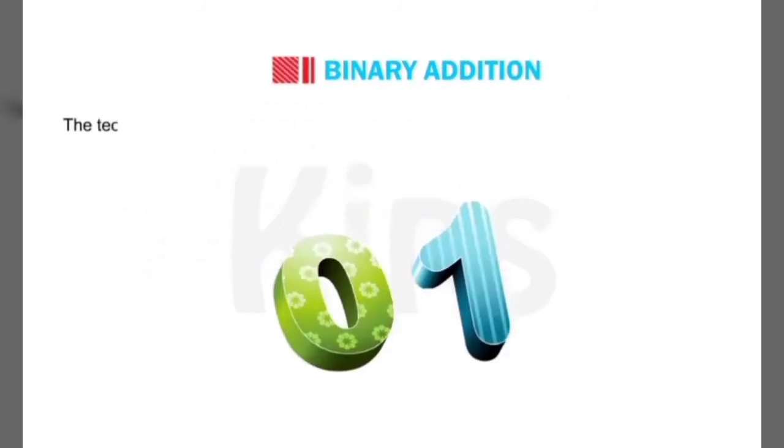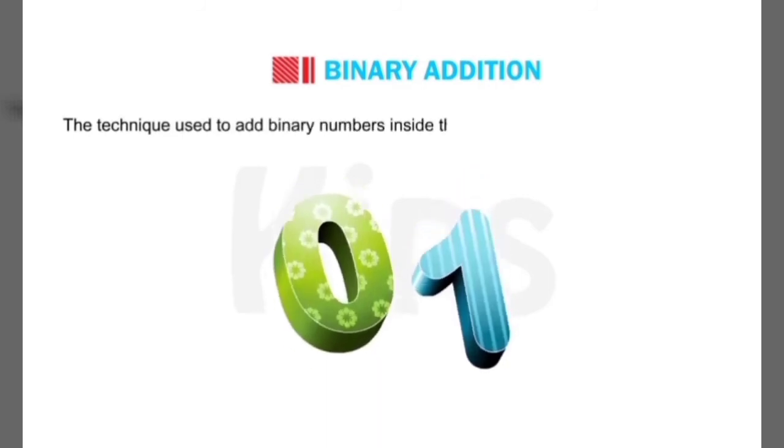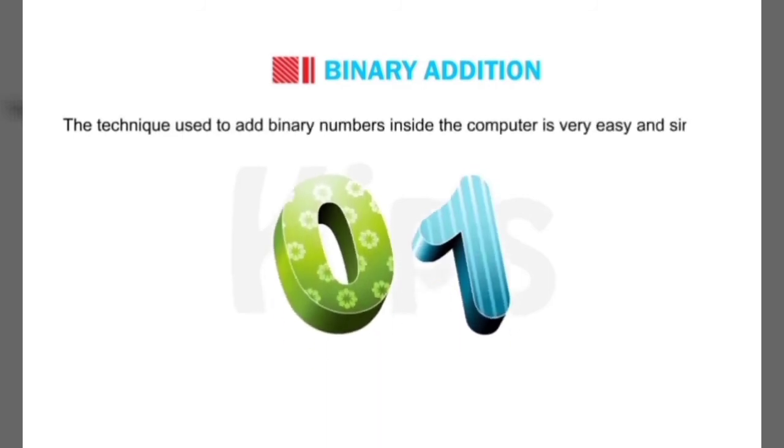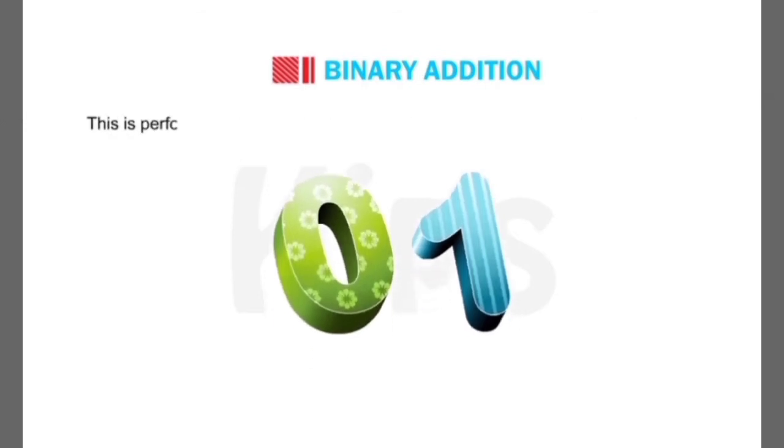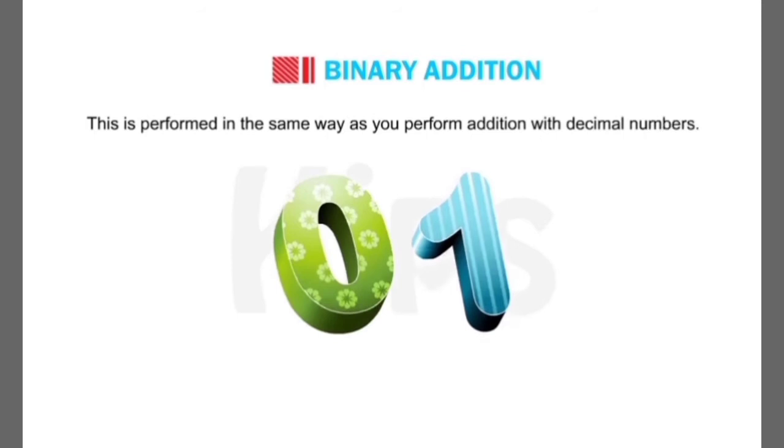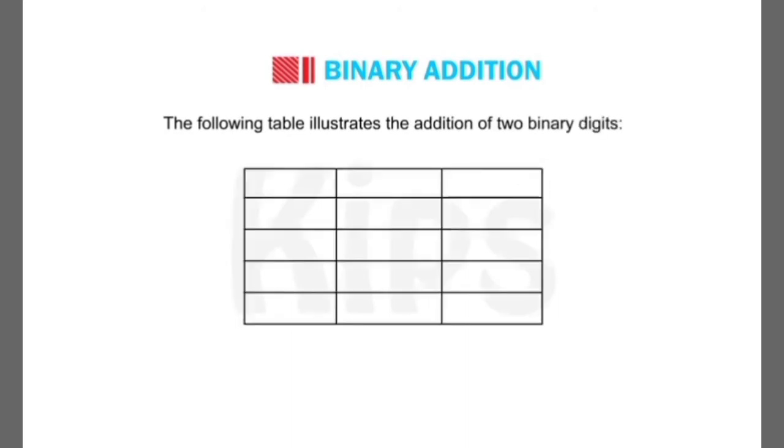Students, binary addition is a technique used to add binary numbers inside the computer, which is very easy and simple. This can be performed in the same way as you do in the decimal number system. So you have to follow a table for this, and the table is here. Here are two numbers A and B. Suppose 0 plus 0 is 0. 0 plus 1 is 1. 1 plus 0 is 1, and 1 plus 1 is 10.